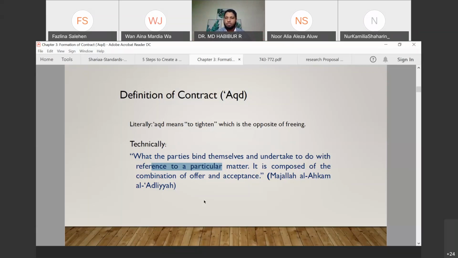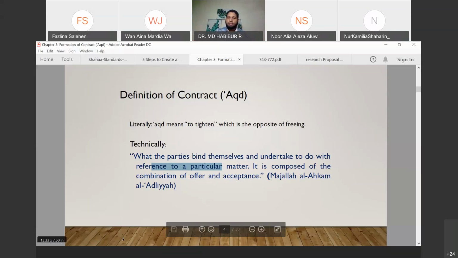It is a relationship between the related parties, between the buyer and seller and so on. If ijara, between the lessor and lessee; if mudaraba, between the mudarib and Rabbul Mal; if musharaka, among the partners. So what the parties bind themselves to, what responsibility they take to do something with reference to a particular matter, this is about aqd. This is the academic definition. You can understand and write it in your own way, no problem.